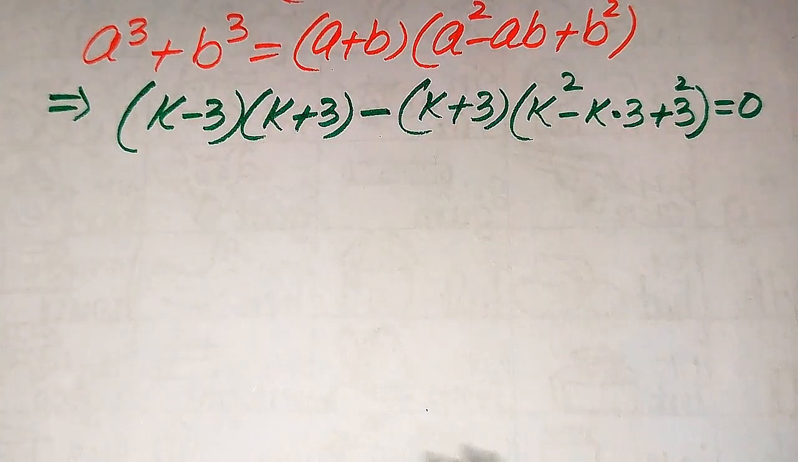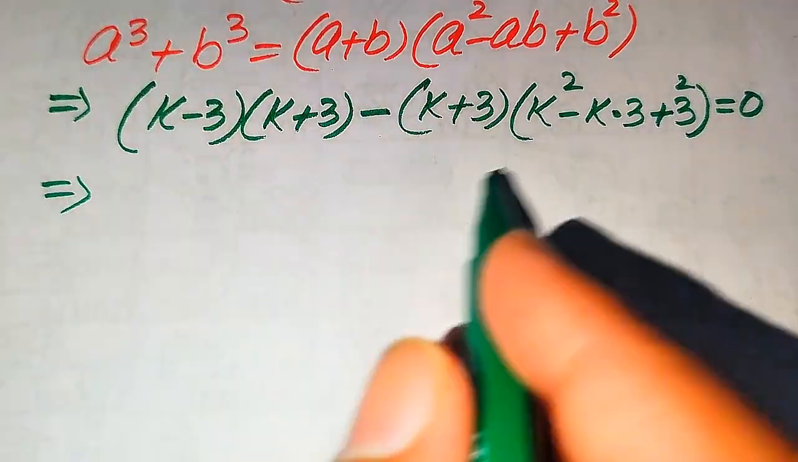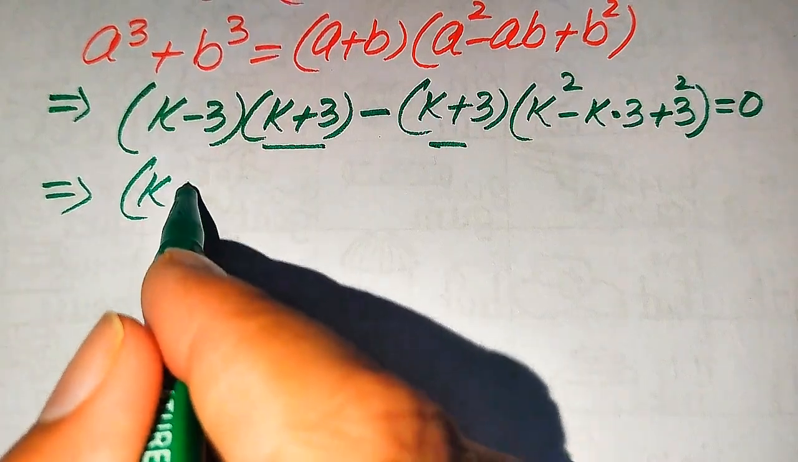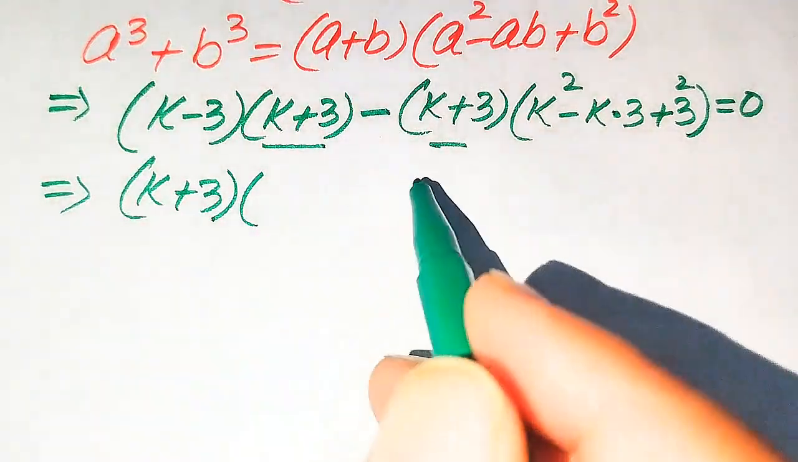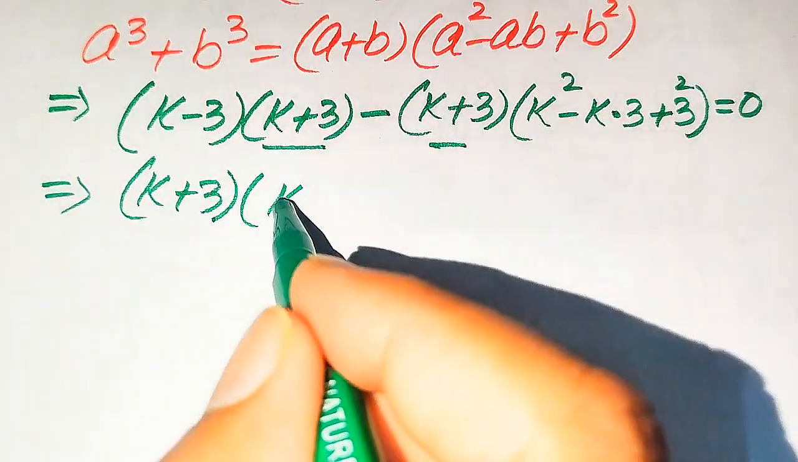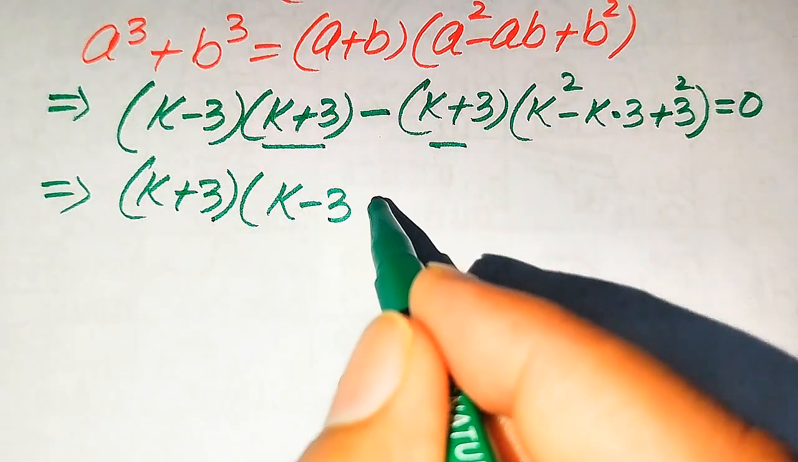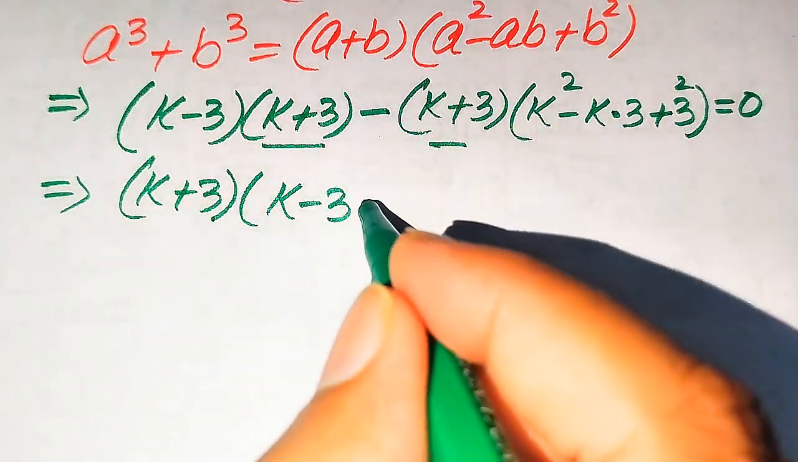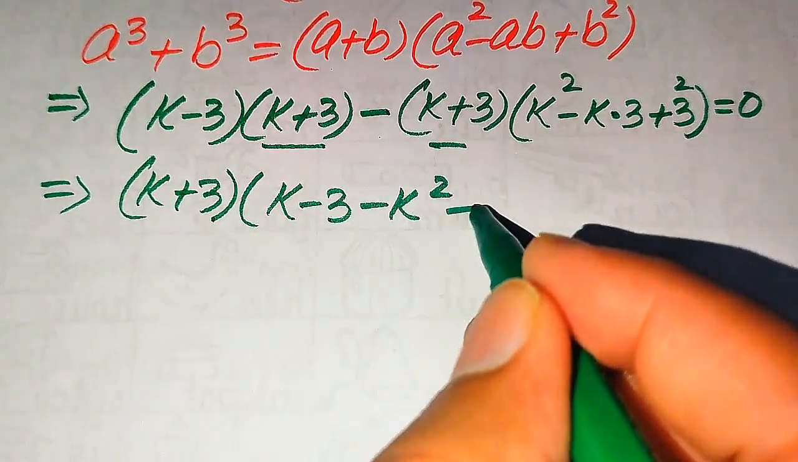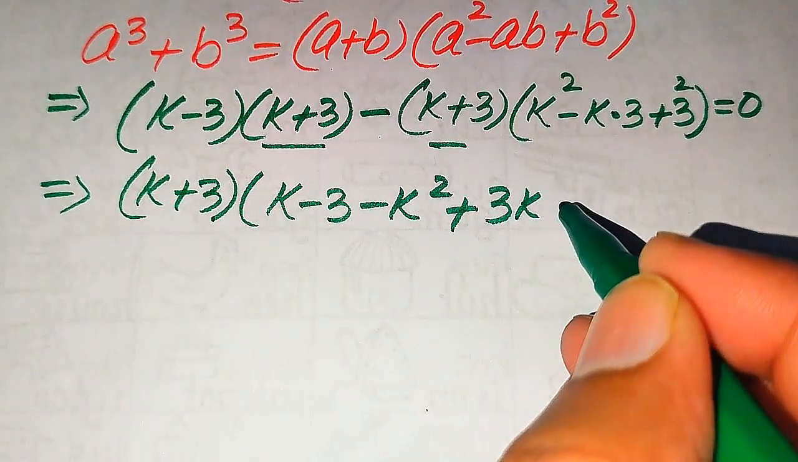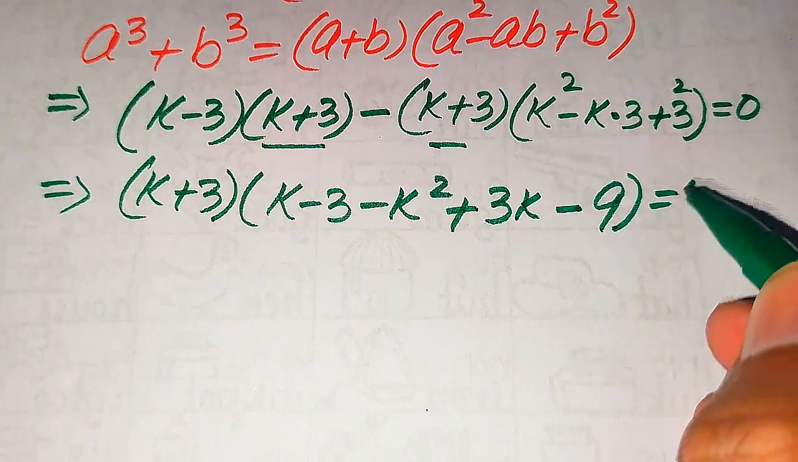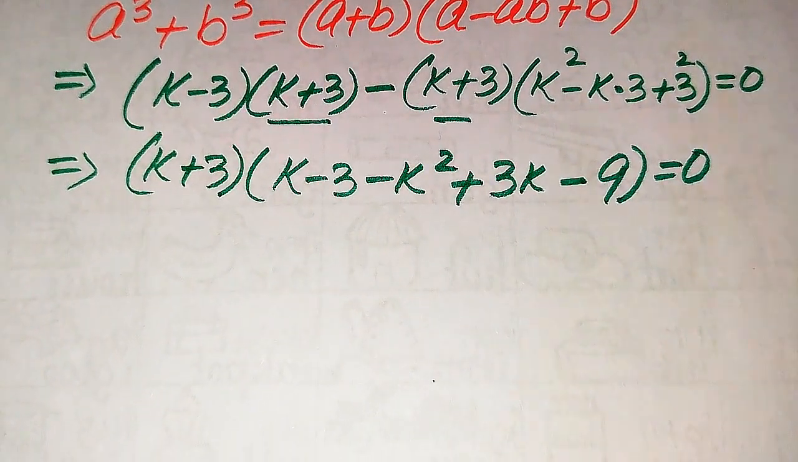And further you see here both of these two terms involve k plus 3, so we take common k plus 3, and when we take common k plus 3 we get the remaining values. From here we get k minus 3, and here we need to multiply this negative sign on each of these values, and it becomes minus k square plus 3 times k, and minus 3 square becomes 9, and this whole equation is equal to 0.